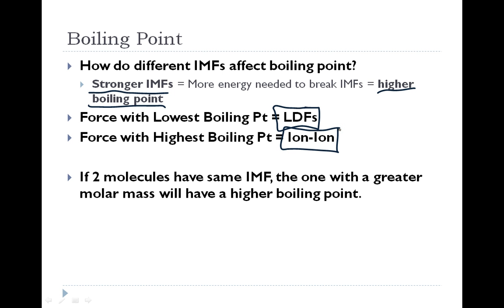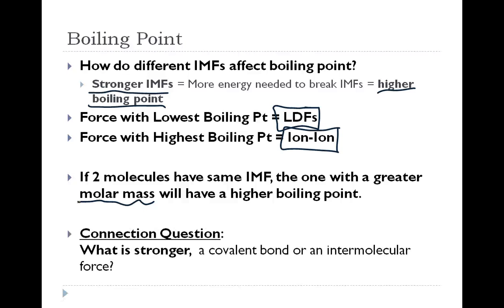Now, it's possible that you would have to compare two different compounds that have the same kind of force. If that happens, the tiebreaker is the molar mass because the heavier the molecule is, the more electrons and protons and neutrons it's going to have. Therefore, the more likely it is to have stronger forces occurring, even within the same kind of force. So if they have the same IMF, the one that has a heavier mass will have the higher boiling point.